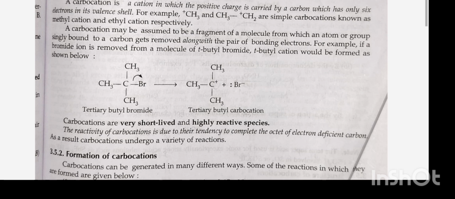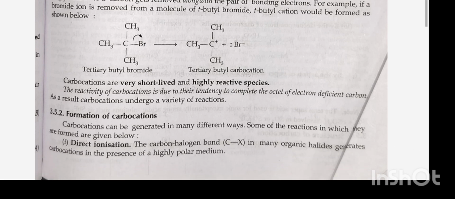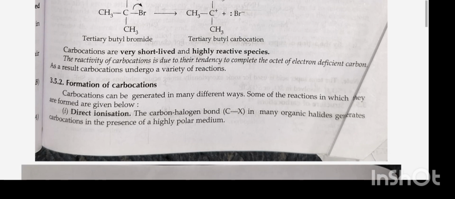For example, if a bromide ion is removed from a molecule of tert-butyl bromide, the tert-butyl cation would be formed as shown. Tert-butyl bromide, tert-butyl carbocation. Carbocations are very short-lived and highly reactive species. The reactivity of a carbocation is due to its tendency to complete the octet of the electron-deficient carbon. As a result, carbocations undergo a variety of reactions.